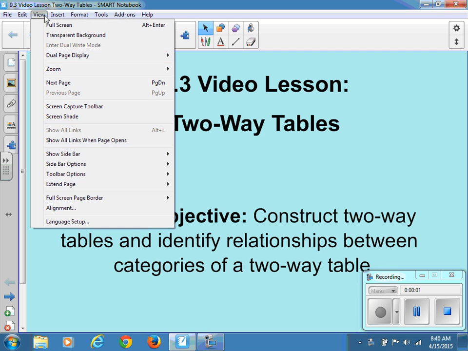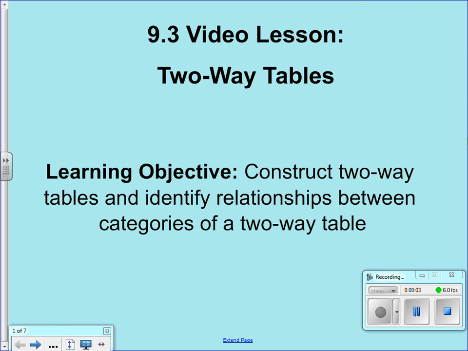Welcome to video lesson 9.3 on two-way tables. What we're going to do in this lesson is learn how to construct a two-way table and also, given a two-way table, to identify relationships that are between the categories in that table.